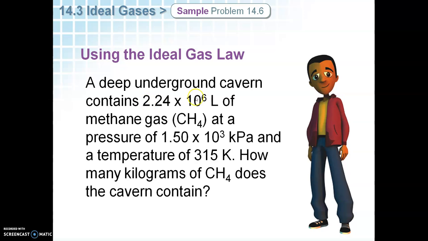Here they give you a volume of gas. Now it's 10 to the 6th liters, so they give you a big volume of gas. Who cares that it's methane? Just don't light a match. They give you the pressure of the gas, very high pressure, and they give you a temperature. Yeah, they're ugly numbers. They give you the temperature in Kelvin, which is kind of nice. Ugly numbers, but they'll work. So they give you the volume, the pressure, and the temperature. You want to find the kilograms of gas.